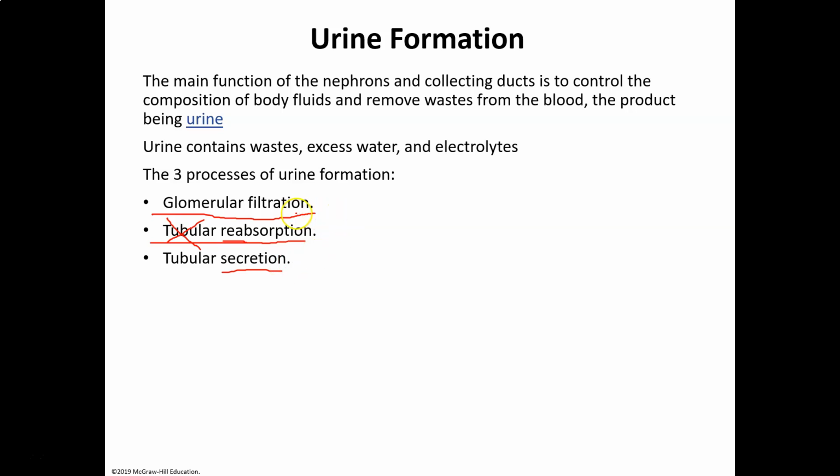All right, so summary. First step of the process is filtration. You're going to filter pretty much everything. Anything that's small enough to get through the filtration system, you're going to have a filtrate, a glomerular filtrate. And then the stuff you want back, you're going to reabsorb it. And the stuff that you want to get rid of, you're going to secrete it. Those are the 3 steps. Filtration, reabsorption, secretion. Boom, done.